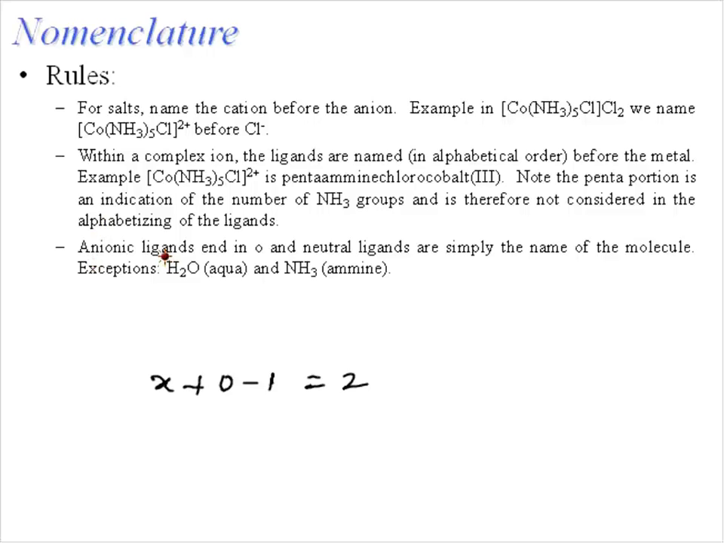Anionic ligands. Ligand is electron pair donor. Well, neutral things can also donate, and anionic things can also donate. So ligand can be anionic or ligand can be neutral. If ligand is anionic, like Cl-, then anionic ligands end in O. Chloro. And neutral ligands are just the names of the molecules. There may be some exceptions.